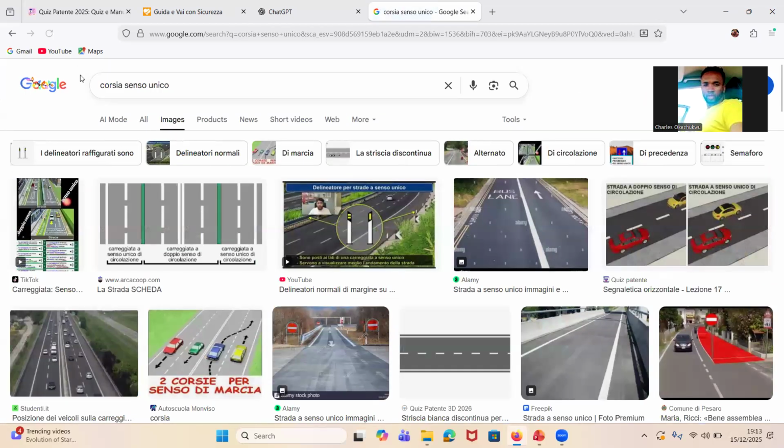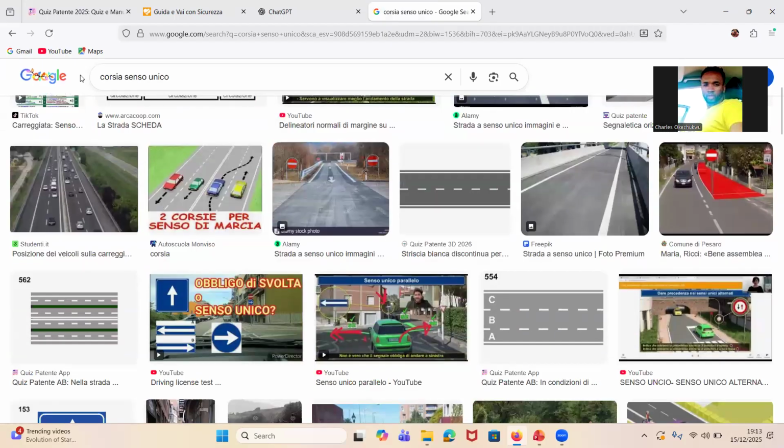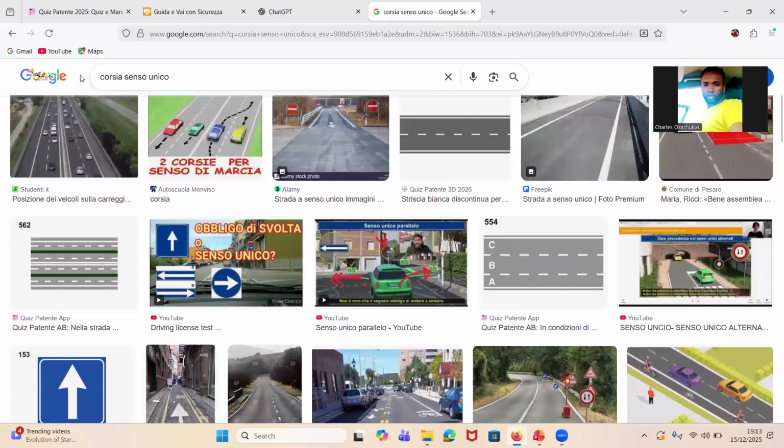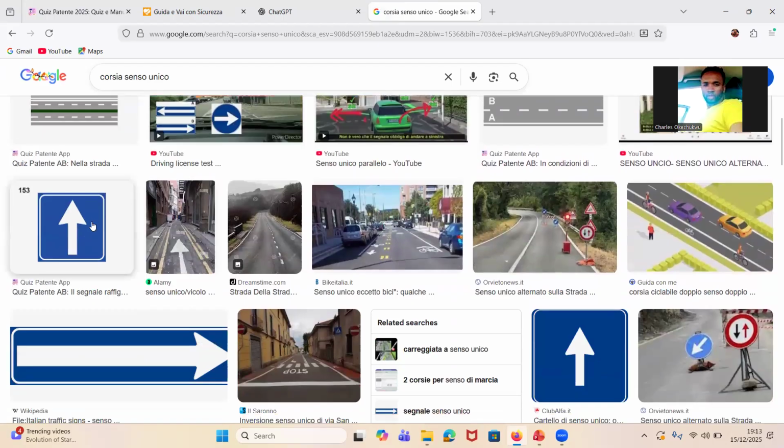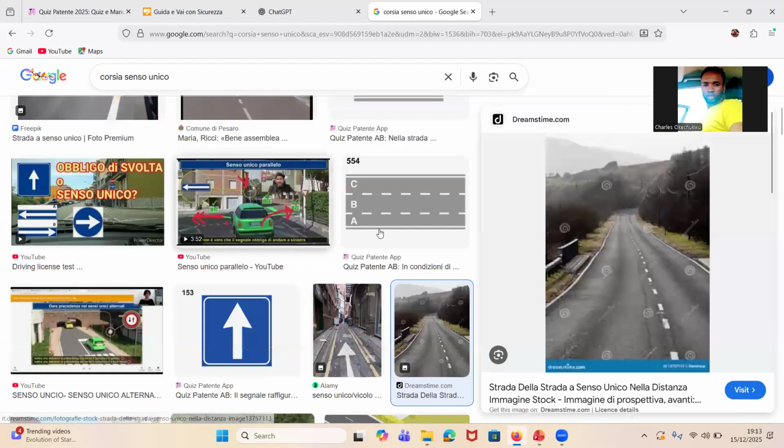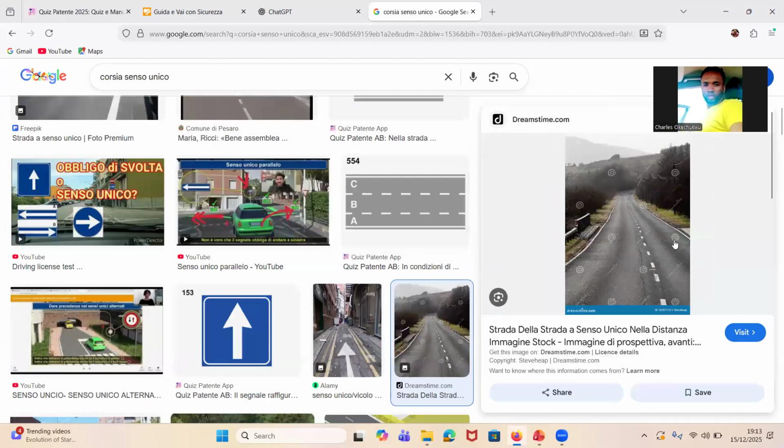Now watch. When is it that a road is called senso unico? I want to teach you something very, very huge. Look at this picture here. When is it that a road is called senso unico? Please underline that word.